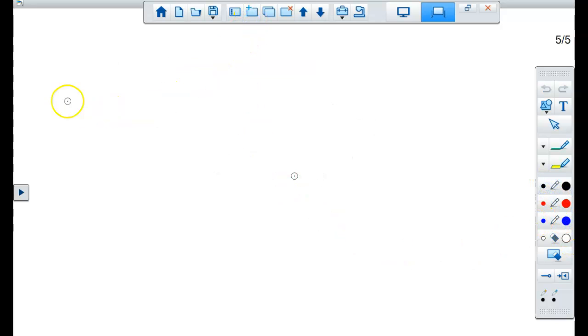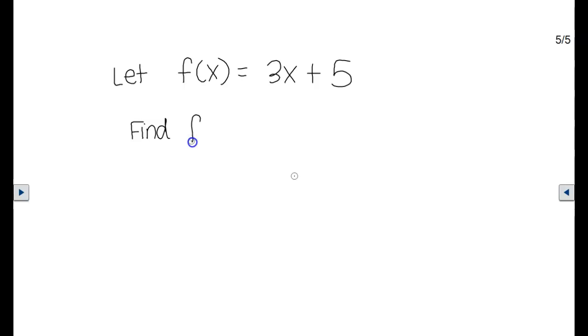So this is just putting a number in for x, so don't let it confuse you. Let's say they let f of x equal 3x plus 5. And they say to you, find f of 0. So f of x is equal to 3 times x plus 5, so f of 0 would be 3 times 0 plus 5.